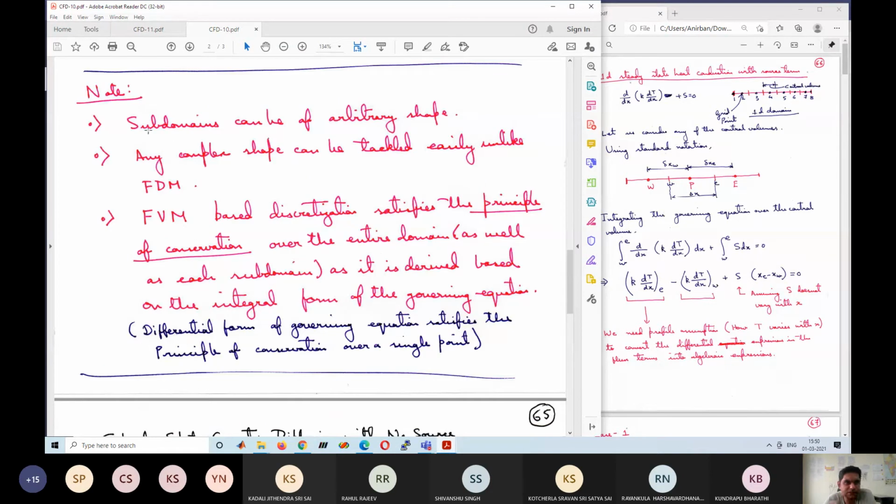And some other features we had discussed in the previous class was that the subdomains can be of arbitrary shape. Need not be rectangular like finite difference method. It can have any shape. It can be triangular, quadrilateral, pentagonal, and need not be regular also. It can be irregular quadrilateral.